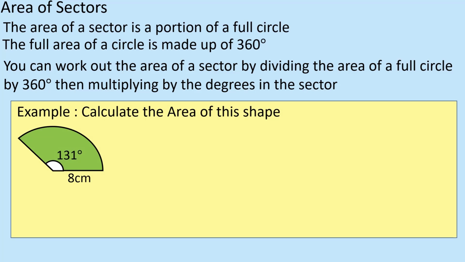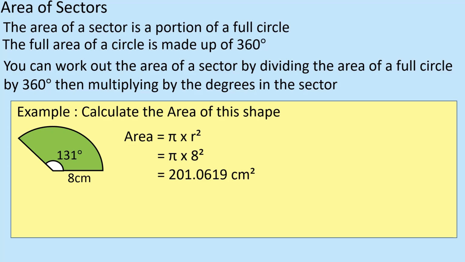All right, so calculate the area of this shape. Well, again, what we're after is the area of the full circle. So I need to know the formula for the area of a full circle, which is pi times radius squared. Well, we know the radius is 8. So the full circle would be pi times 8 squared, which would be pi times 64, which is 201.0619. So that's the area of the full circle.